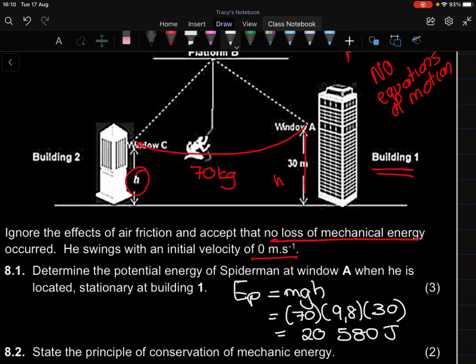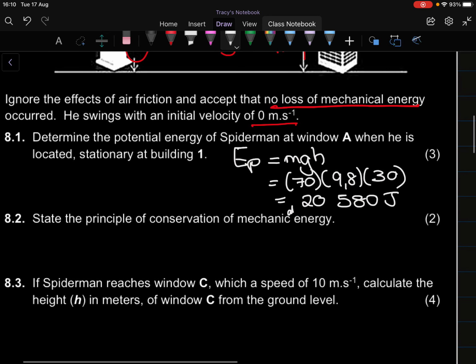Then they say, state the principle of conservation of mechanical energy. Please be careful with this definition. It's going to be very tempting to go, energy cannot be created or destroyed, but simply transferred from one form to another. That's the conservation of energy in general. Here I'm specifically asking for mechanical.